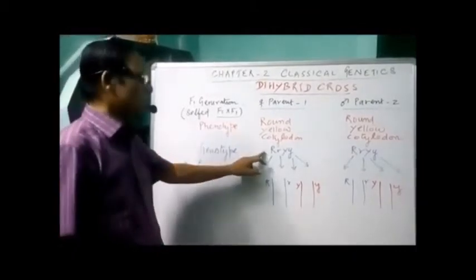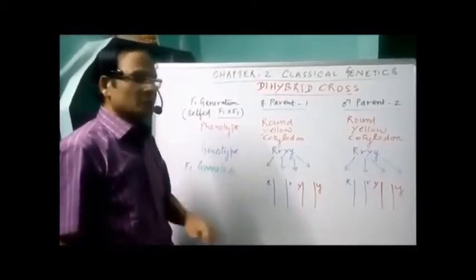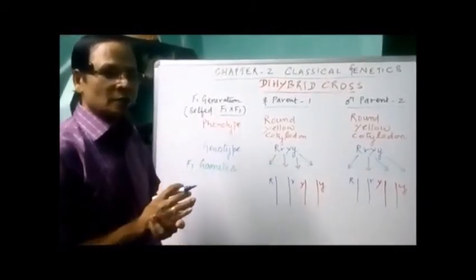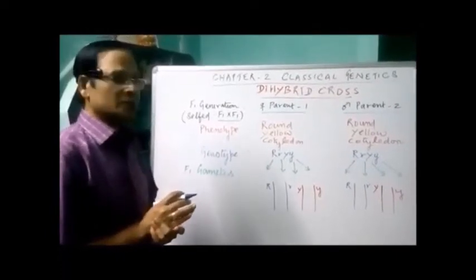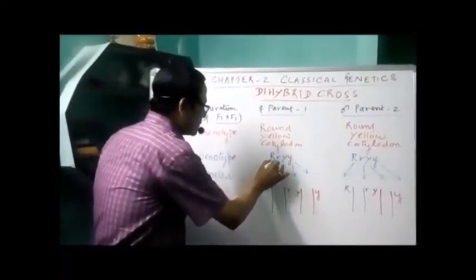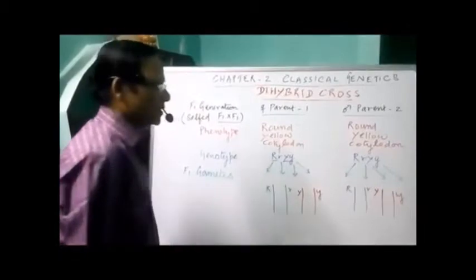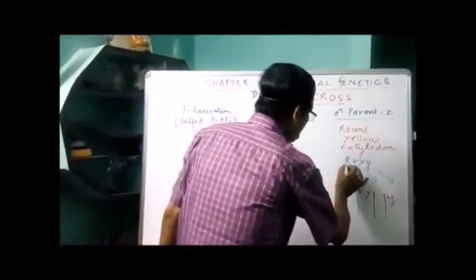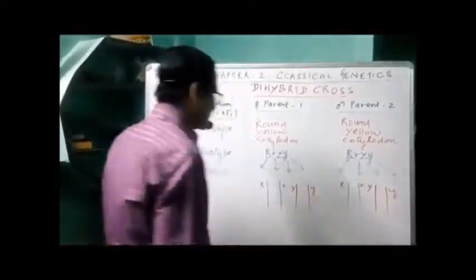Now this is the genotype, you see that one. Both the alleles are found in heterozygous condition. So this is one pair of alleles, this is another pair of alleles. Here also, this is one pair of alleles, another pair of alleles.